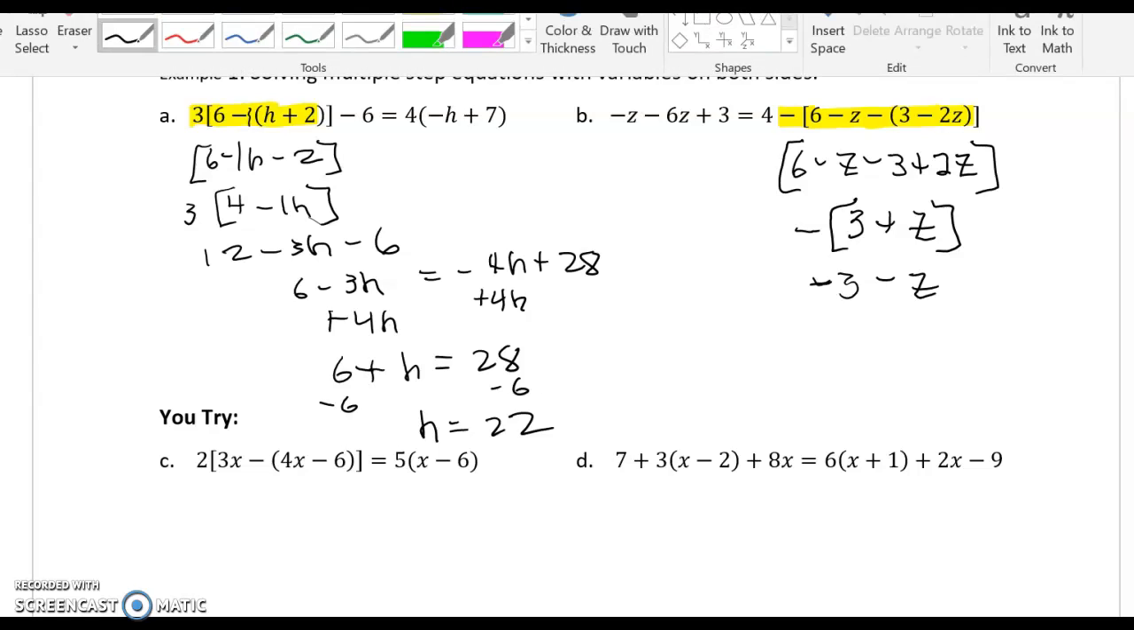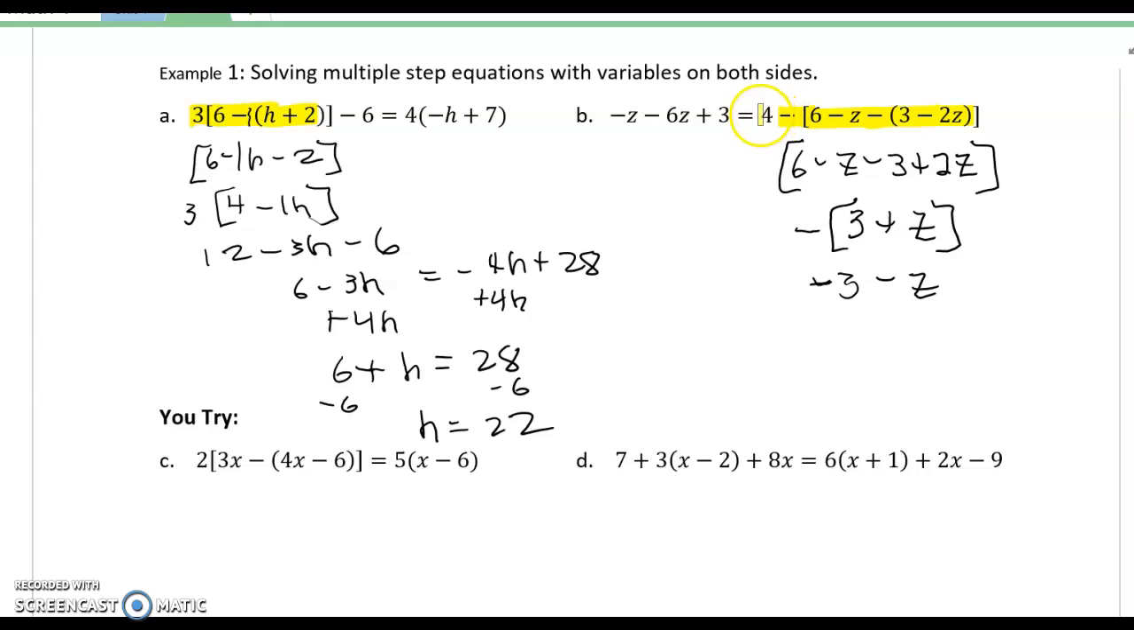Going back to the original problem, I can now expand my view to include that 4. So if I include that 4, let me bring that 4 down. So now I have 4 minus 3 minus z. I can simplify by combining like terms. I got 1 minus z. So that's my right side.